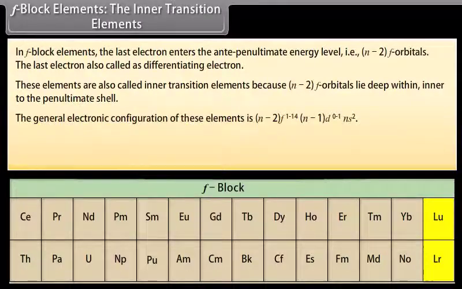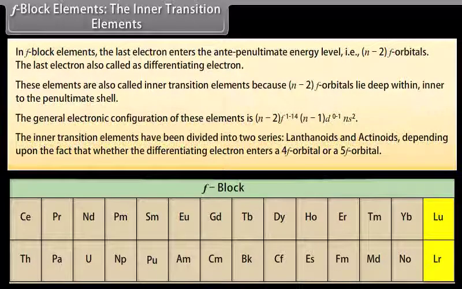The general electronic configuration of these elements is (n-2) f1 to 14, (n-1) d0 to 1, ns2. The inner transition elements have been divided into two series, lanthanoids and actinoids, depending upon the fact that whether the differentiating electron enters a 4f orbital or a 5f orbital.